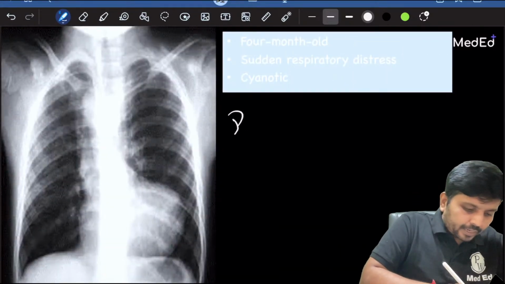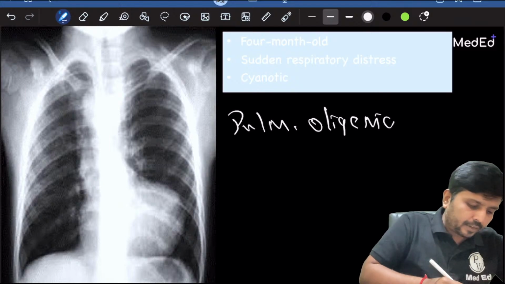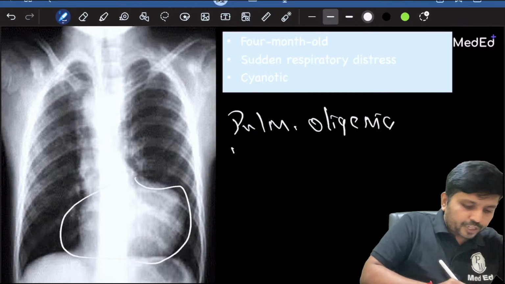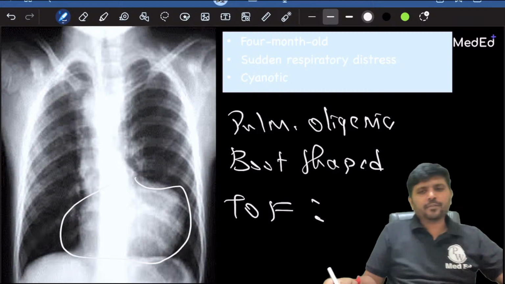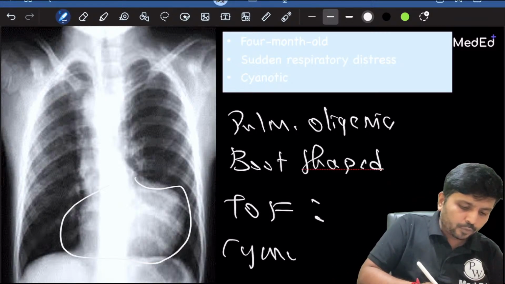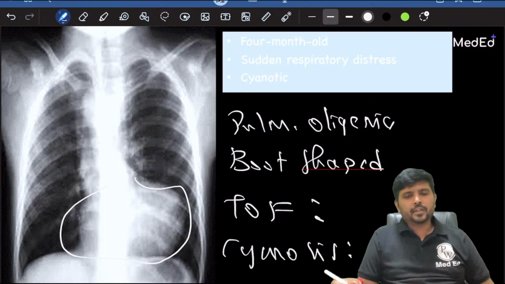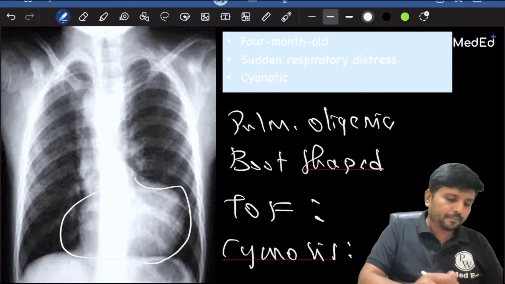Right. Then what is this? Pulmonary oligemia, because no vessels are seen. What is this? Boot-shaped heart. So what is the diagnosis? Tetralogy of Fallot. Any newborn with cyanosis, think Tetralogy of Fallot, boot-shaped heart.